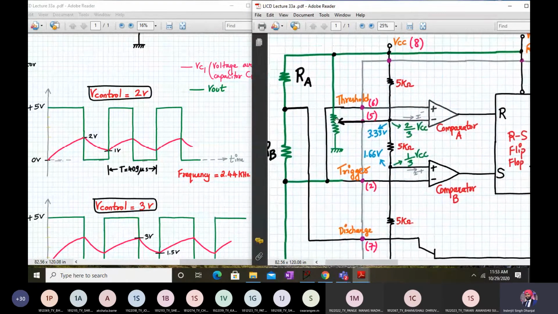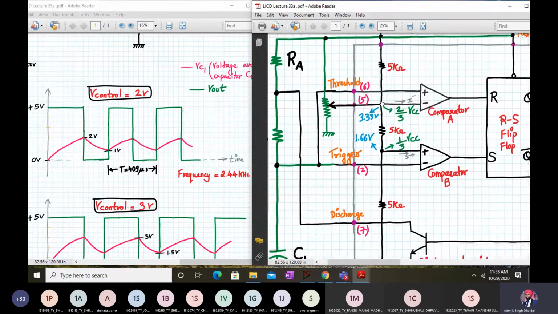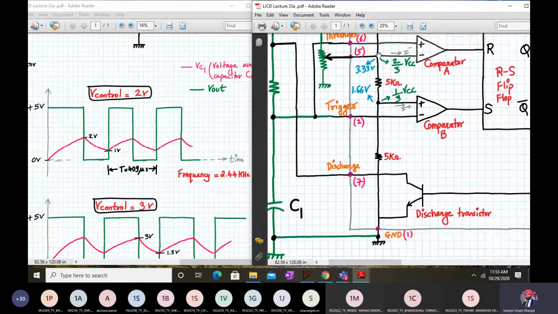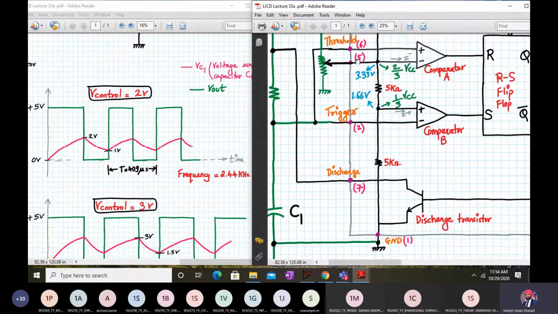So now concentrate over here. V control is 2 volts. That means we have overridden the internal 3.33. We are directly applying 2 volts externally over here. So if this is 2 volts, then we have an equal resistor over here. So what will be the voltage at this point? Forget about this 1.66 and 3.33. Right now you have applied 2 volts to pin number 5. So what will be the voltage at this point? Anyone? At the positive pin of my comparator B, what will be the voltage?